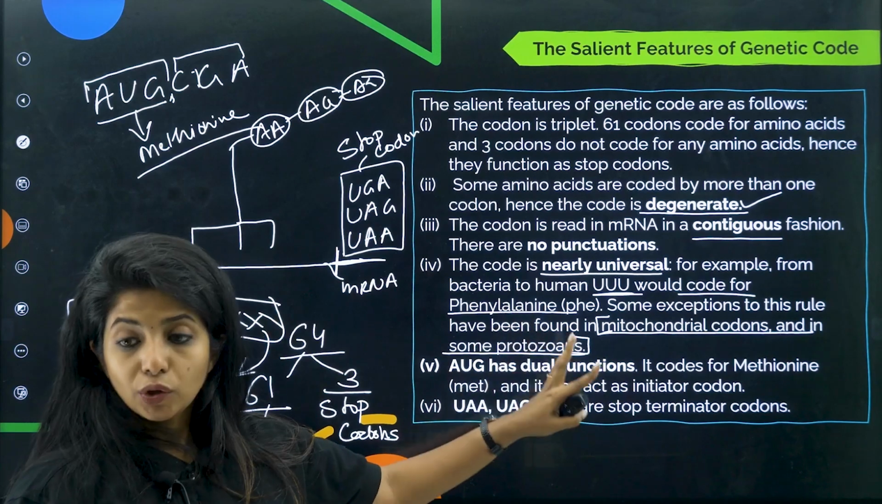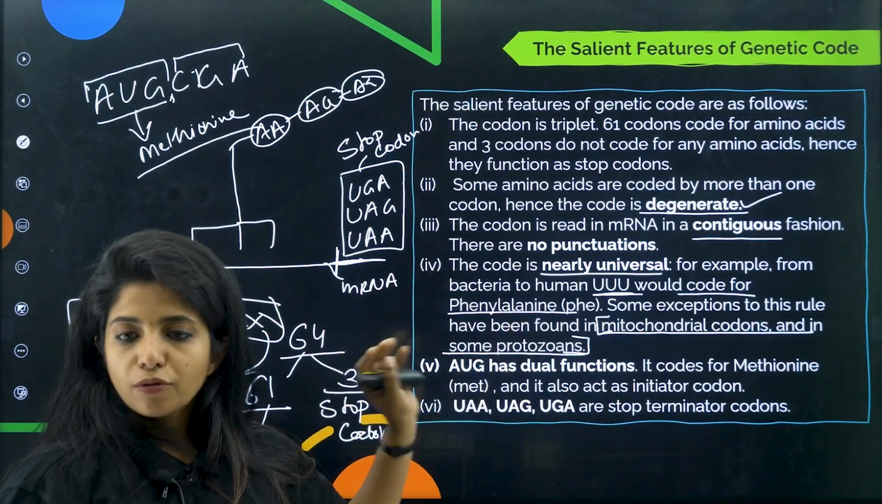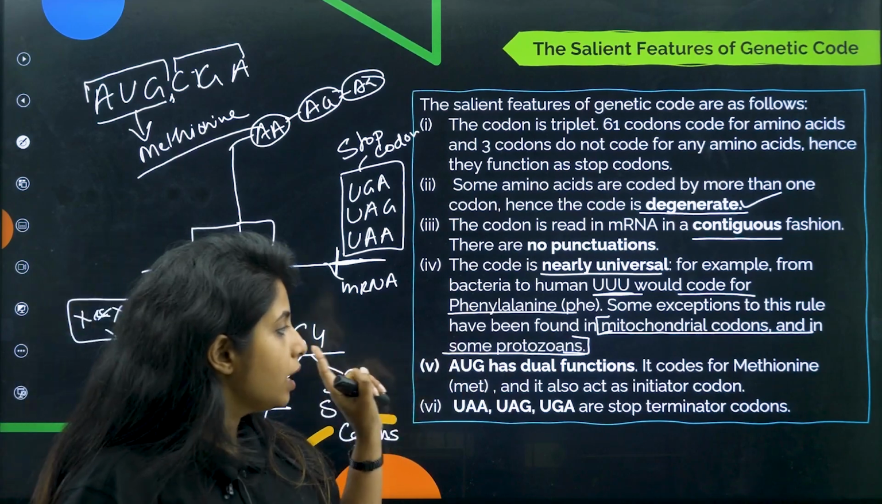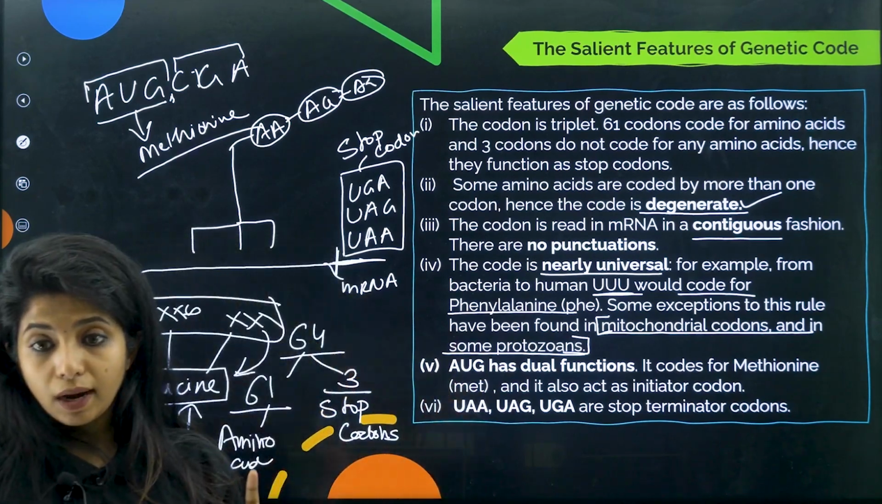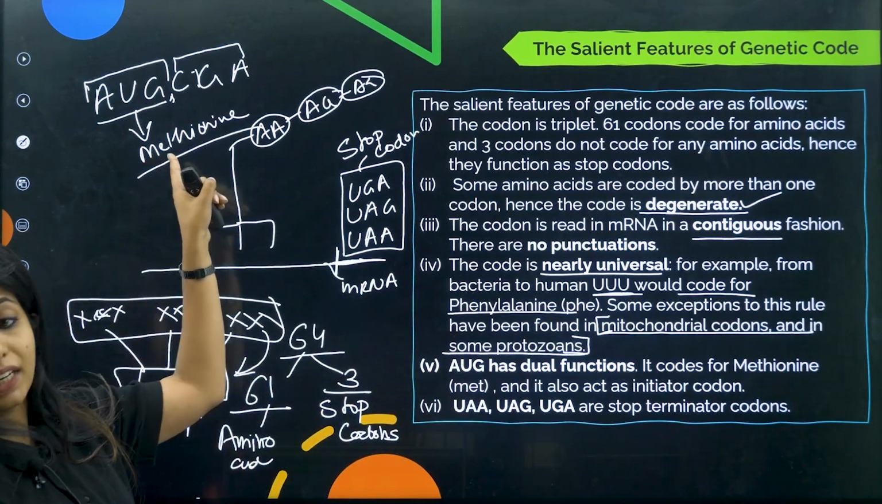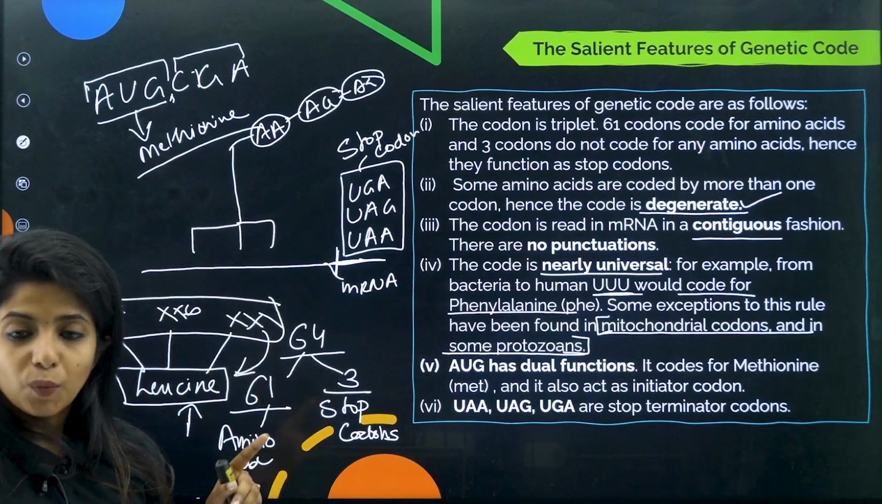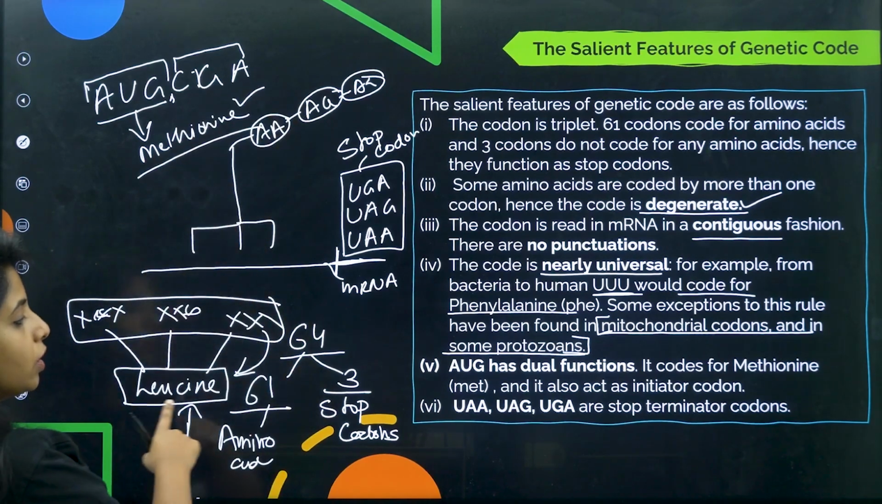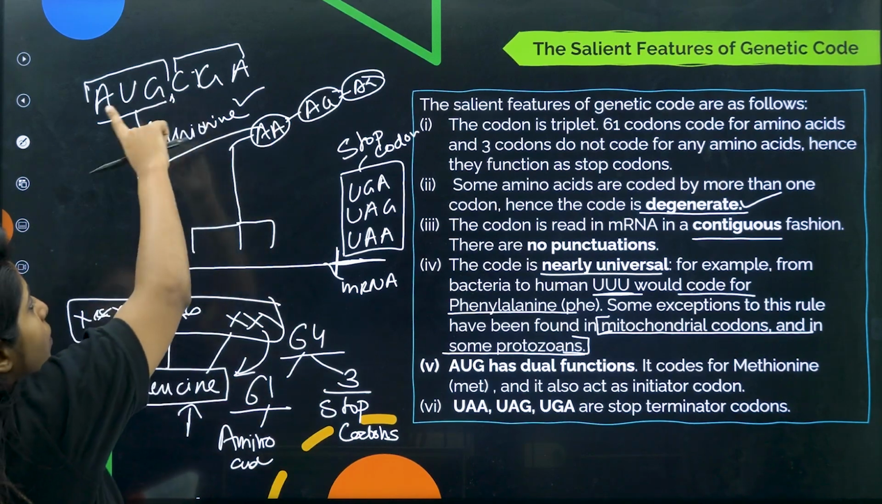It is found as an exception in the mitochondrial codon and in some protozoans. So mitochondria also have their own codons, and so do the protozoans. Now AUG has dual functions. One is that it codes for methionine. Methionine is coded by only one codon. It's not like leucine; it's coded by just one codon, and that is AUG.